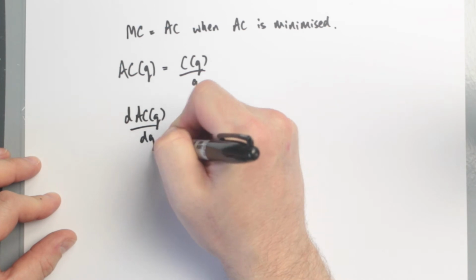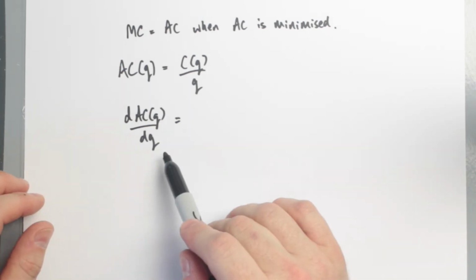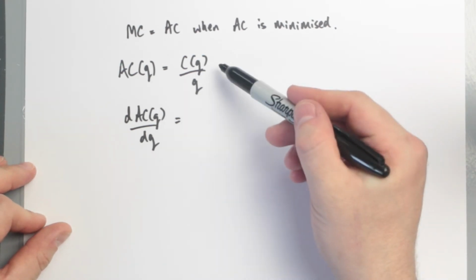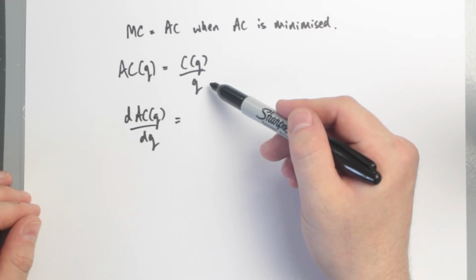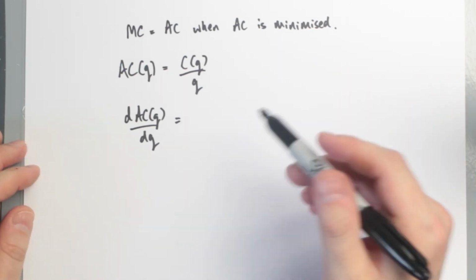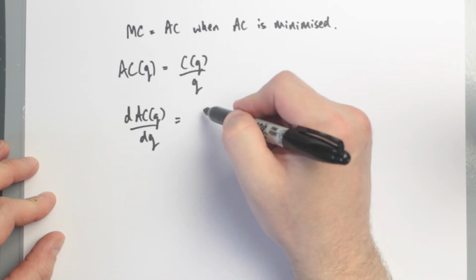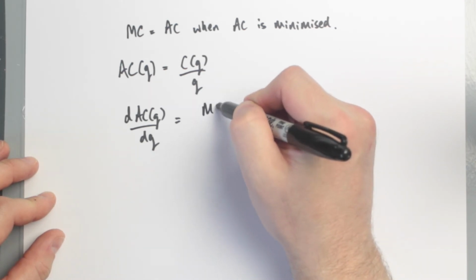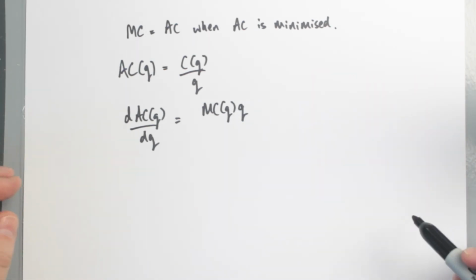So if I take the derivative of this average cost function with respect to output, now I'm going to use the quotient rule. So if you can't remember this, have a look at lecture 11. But the quotient rule says if I want to differentiate, so here we have C(Q), one function of Q divided by another function of Q, the identity function, Q equals Q. So if I want to find the derivative, I use the quotient rule as follows. So I differentiate the top function, marginal cost of Q, multiply it by the function on the bottom, Q.